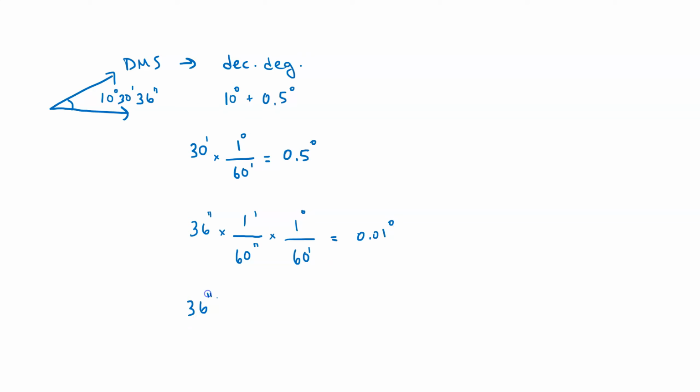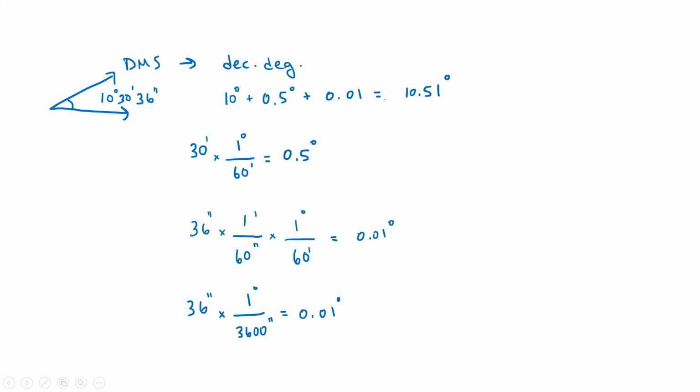You could have gone right from seconds to degrees by realizing that 60 times 60 is 3,600. So there's 3,600 seconds in 1 degree. And you would have got to the same place. All right, so now we're going to add that to our 10 plus 0.5. And we end up with an angle of 10.51 degrees.